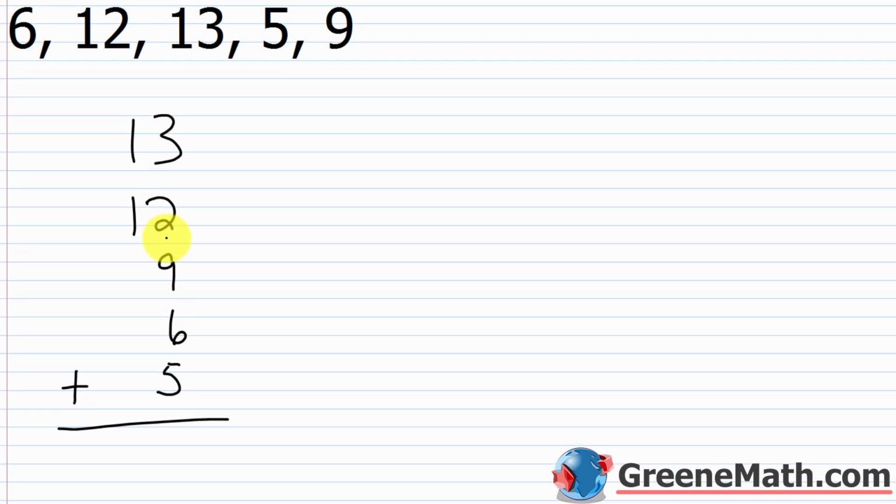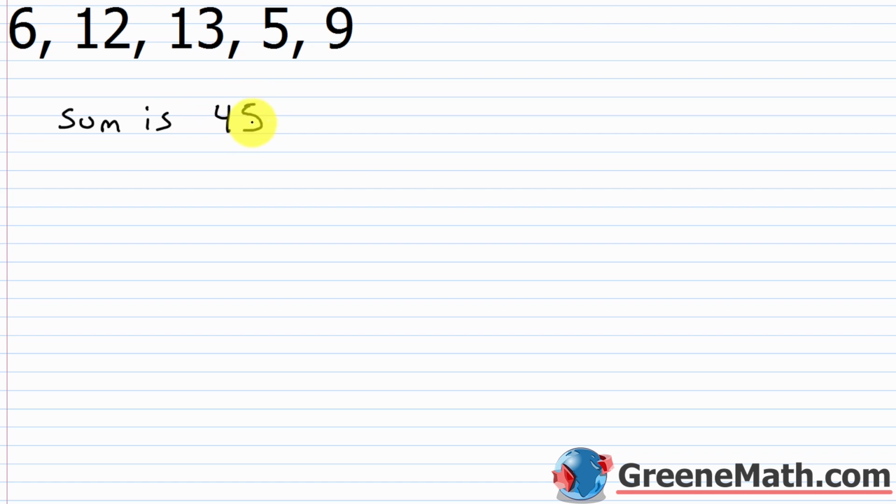3 plus 2 is 5, 5 plus 9 is 14, 14 plus 6 is 20, 20 plus 5 is 25. I'm going to put a 5 down, carry a 2, 2 plus 1 is 3, plus 1 is 4. So I've got 45 as my sum. Let's erase this real quick, and I'm just going to write here that the sum is 45.